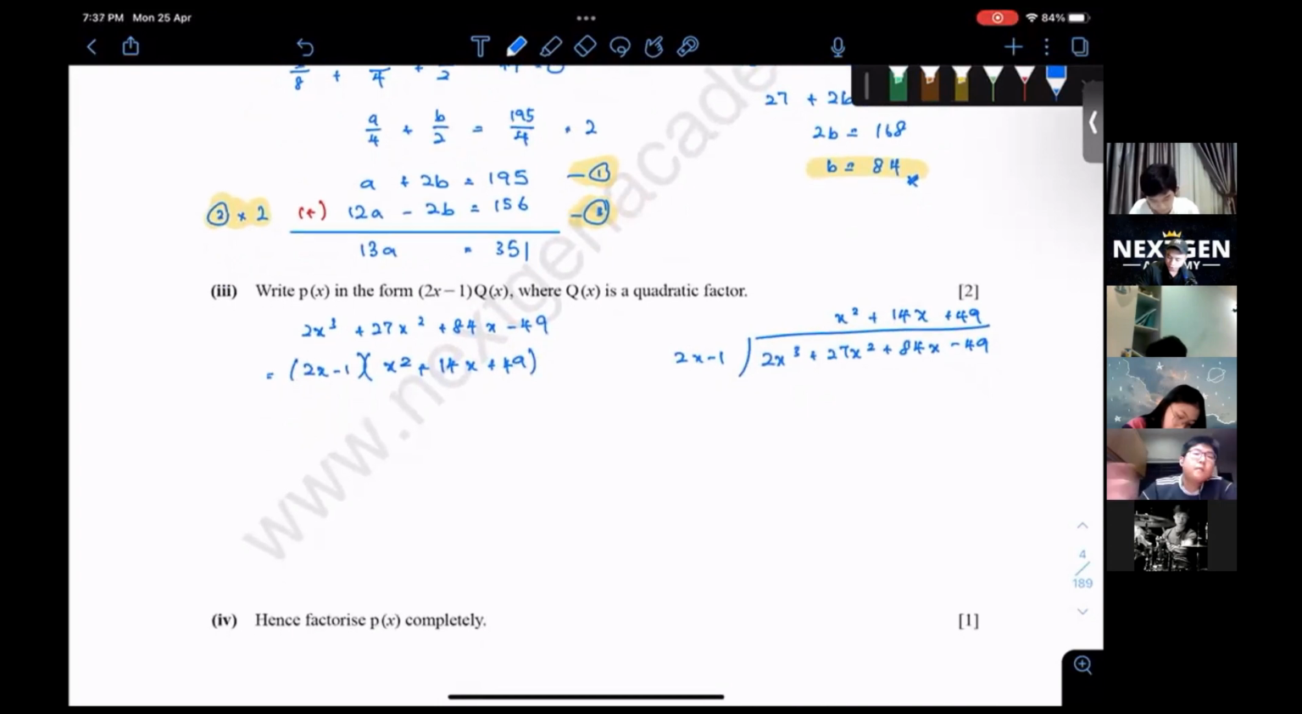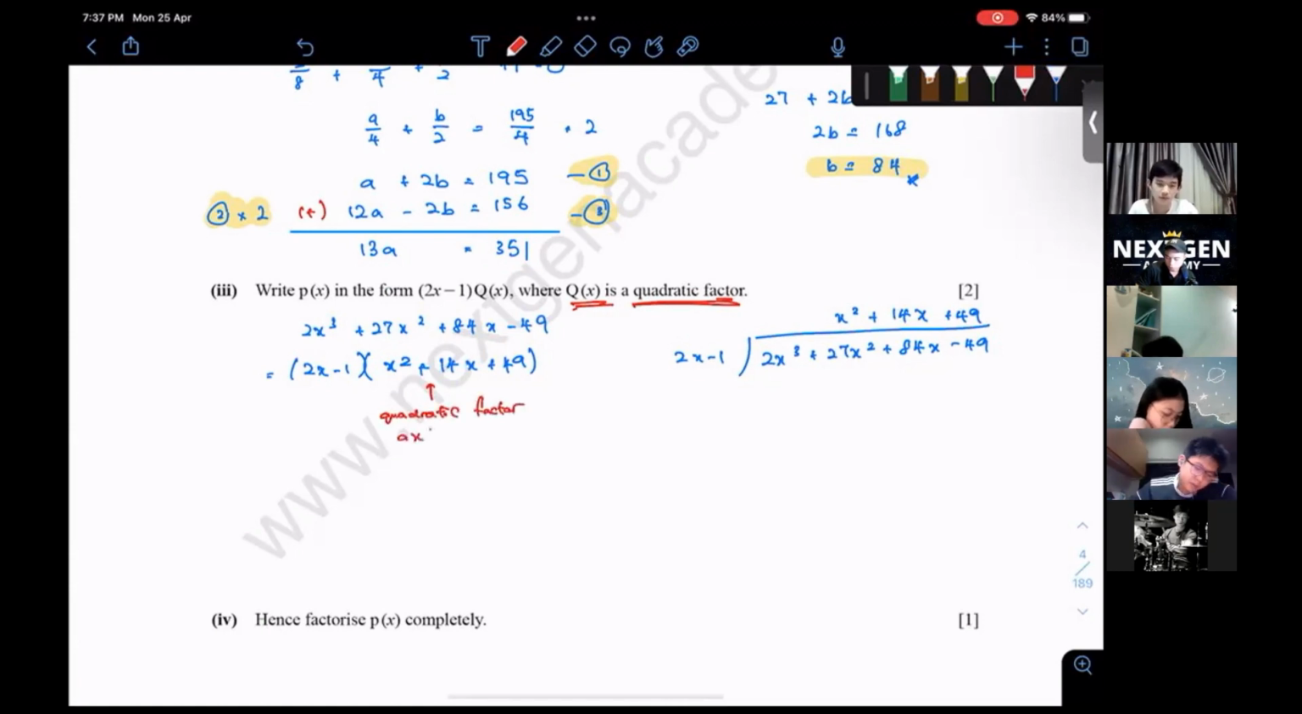So you see over here, when they say where q(x) is a quadratic factor, what it means is you should have ax squared plus bx plus c. So it's all just back to the definitions. If you don't know, just try to go back to the roots of the word. What exactly is quadratic in mathematics so far that we have learned? It's just ax squared plus bx plus c.